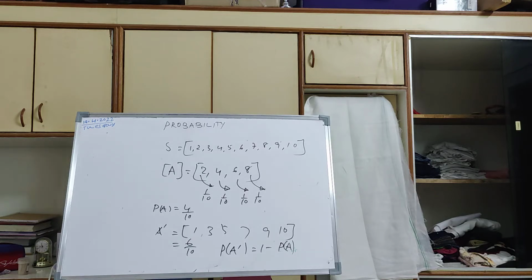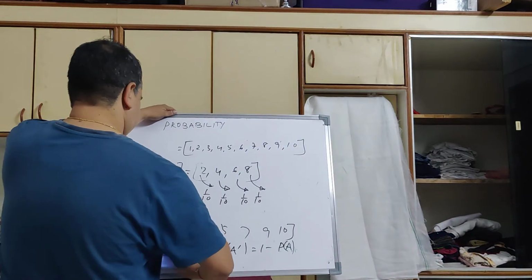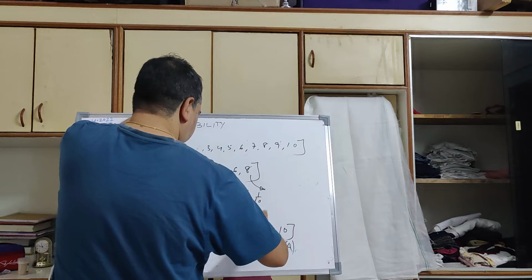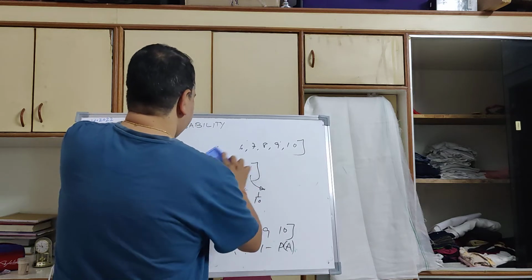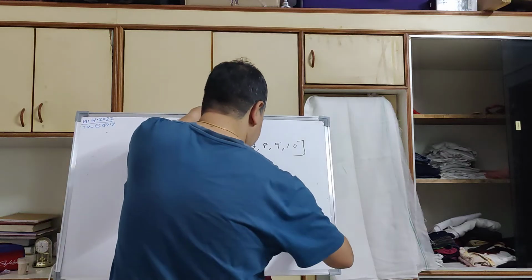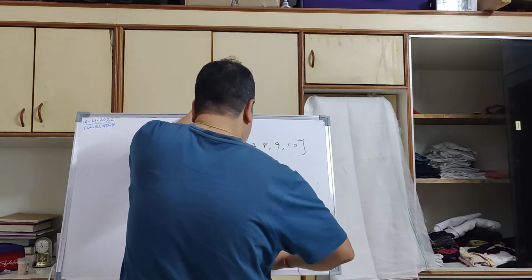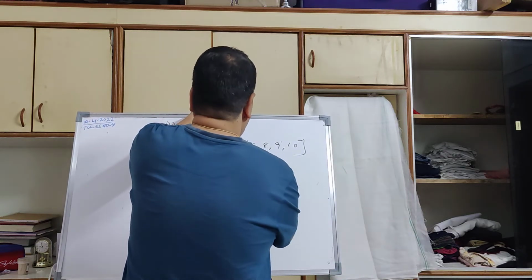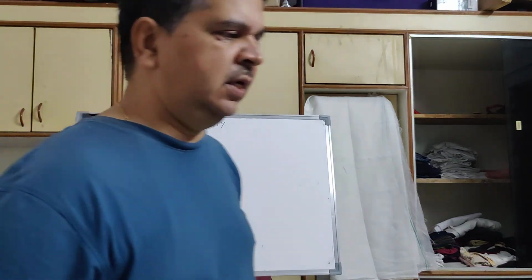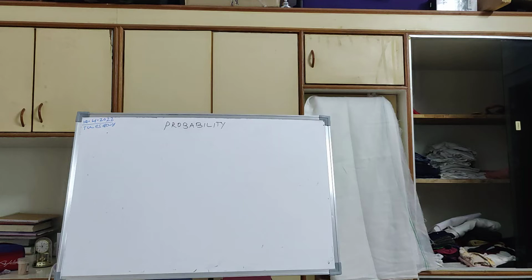Let us try to do one more numerical. So probability of not A is equal to 1 minus probability of A. So probability of A plus probability of not A is equal to 1. So you can infer that A and not A are mutually exclusive, right? There is nothing common between them. That's why they are mutually exclusive.